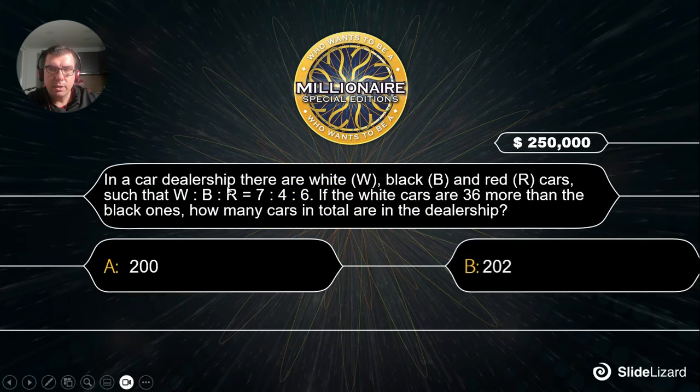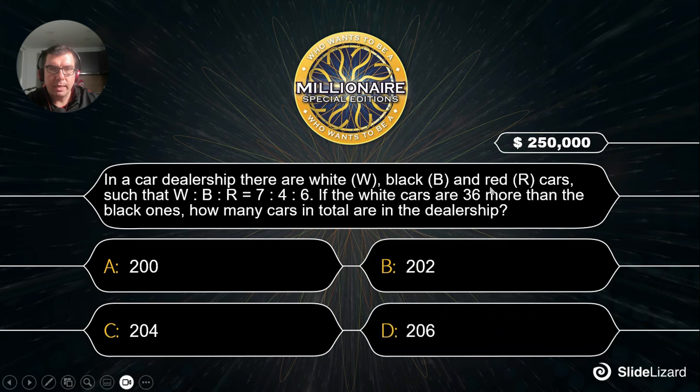In a car dealership, there are white, black and red cars, such that white to black to red relates as 7 to 4 to 6. If the white cars are 36 more than the black ones, how many cars in total are in the dealership? Think about it.